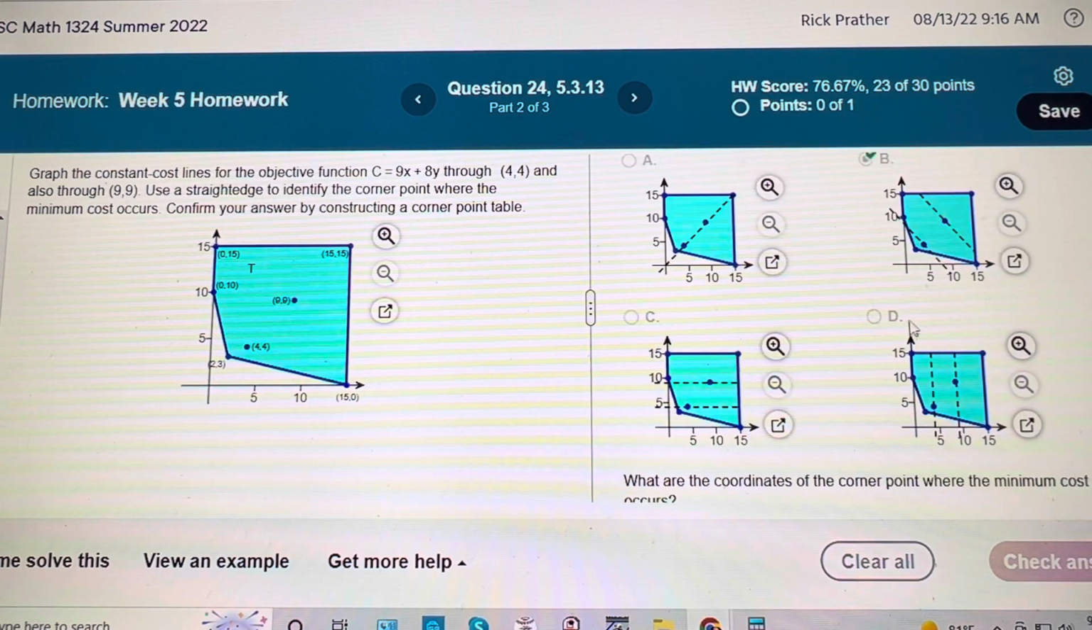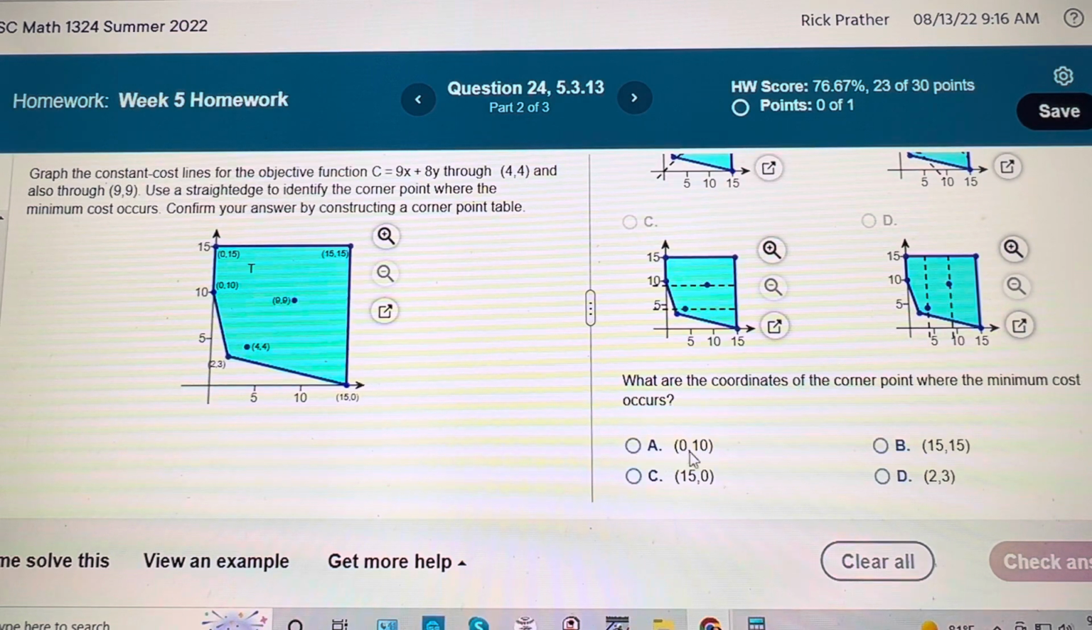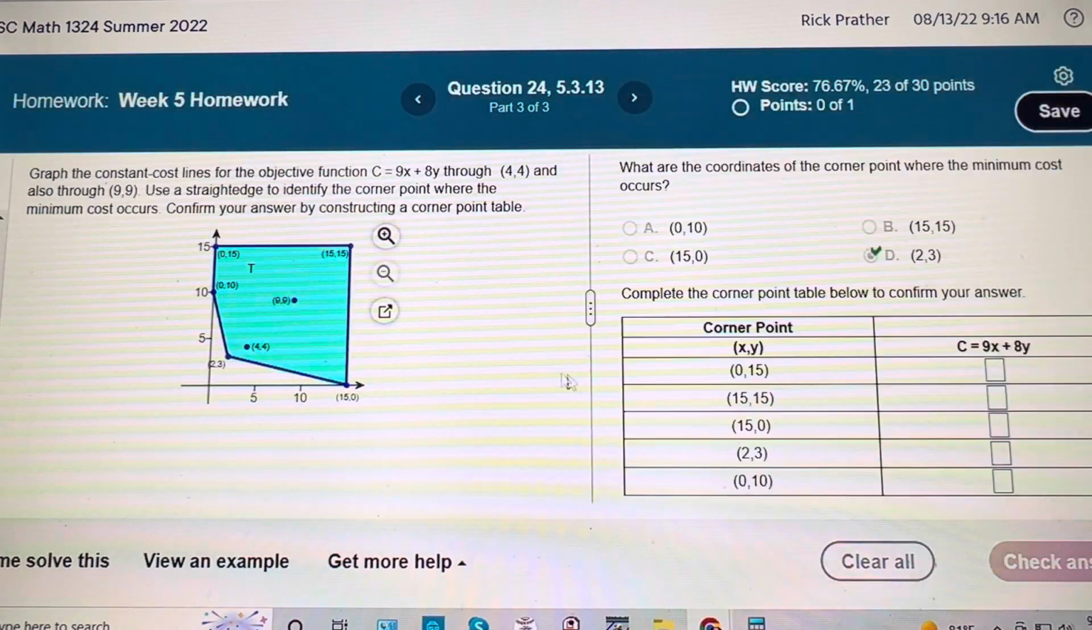So the minimum is when both X and Y are a little bit less than 5. It's nothing with a 0 in it, so it must be this 2, 3. The only way 0's in it is if you're on the X or Y axis. And then, okay, I guess we only care about the minimum this time. Now we're trying to minimize costs. We don't care about the maximum. So we don't want to have a maximum cost that's going to eat into our profits. We want to minimize our costs. You always want to minimize costs and maximize profit if you're a business. So 2, 3 is the minimum.